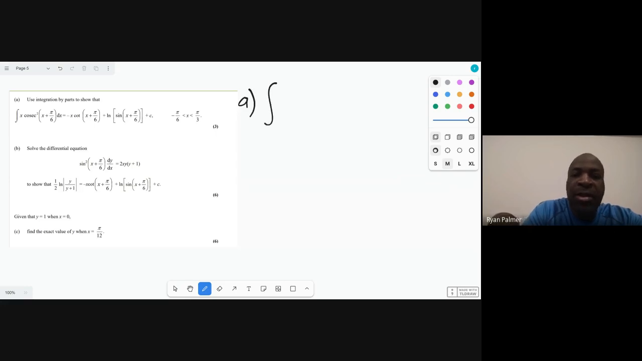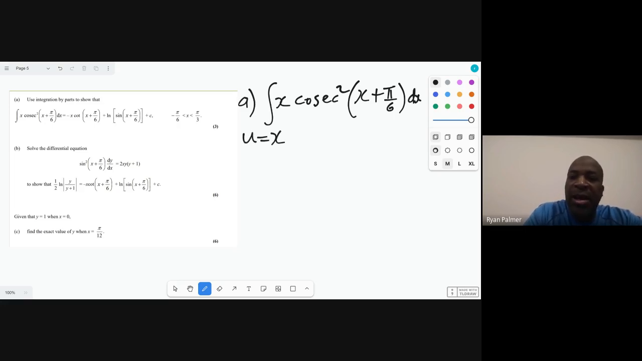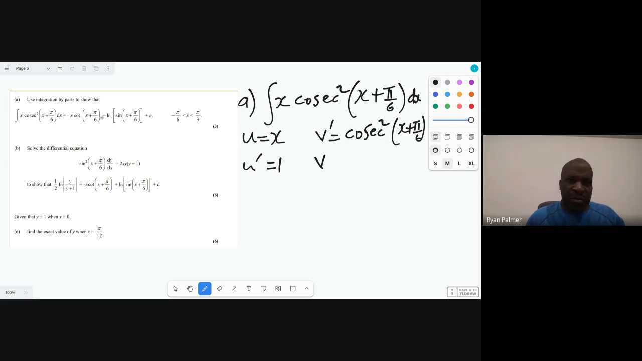So we want to integrate x cosec square (x plus pi by 6). We're going to choose u as x and v dash as cosec square (x plus pi by 6). When we differentiate u, we get 1. When we integrate cosec square, we get minus cot (x plus pi by 6).